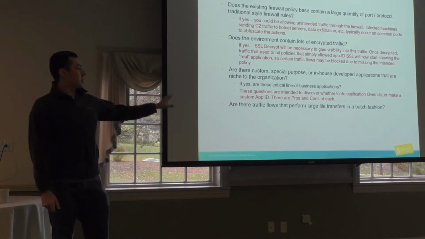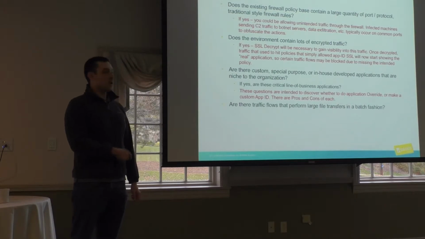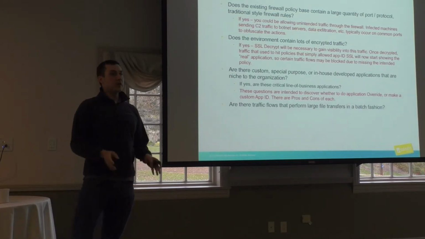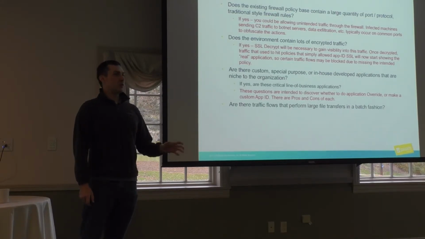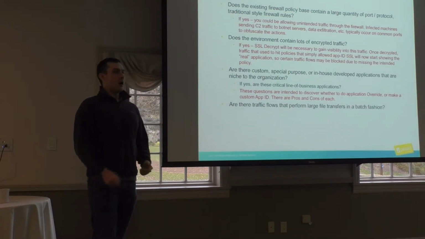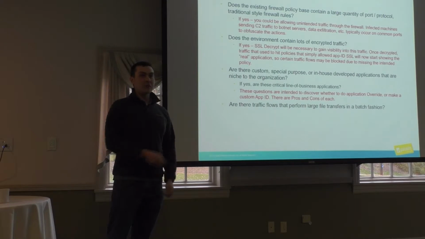So there's a couple of options here. What I mean by application override versus custom app ID. We give you the capability of developing your own application signatures. Application signatures can be very esoteric to develop. There's a lot of data that has to go into making a signature. You have to take a lot of PCAPs, and if it's a client-server-based application, you have to get flows from both the client and the server so the firewall can uniquely identify that kind of stuff.